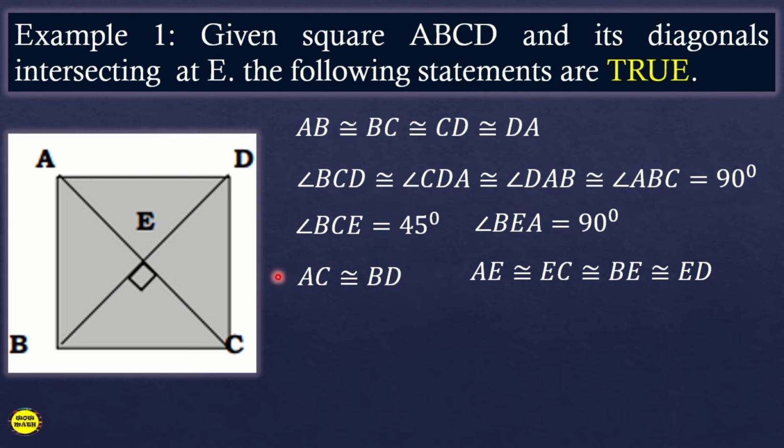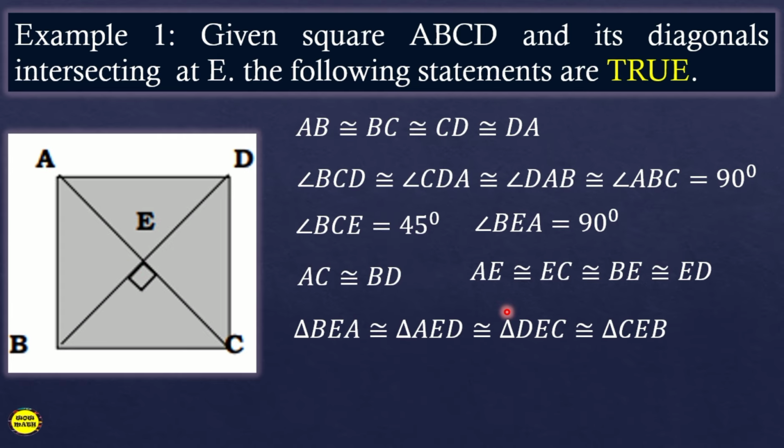Next is AE is congruent to EC and BE is congruent to ED. So that is also because the diagonals of a square are congruent. Ibig sabihin, kung ano yung sukat ni AE, yun din ang sukat ni EC. Kung ano yung sukat ni BE, yun din ang sukat ni ED. Since congruent yung dalawang diagonal, therefore, ang sukat ni AE ay sukat din ni ED, ni EC, at ni EB.